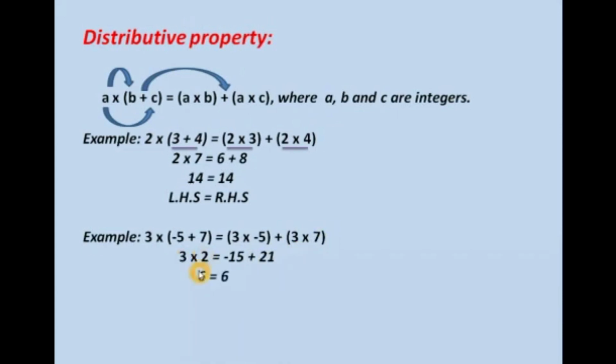3 2s are 6, which is equal to minus 15 and plus 21. Opposite sign have to be subtracted. 21 is subtracting 15, we get it, plus 6. So left hand side and right hand side are equal.